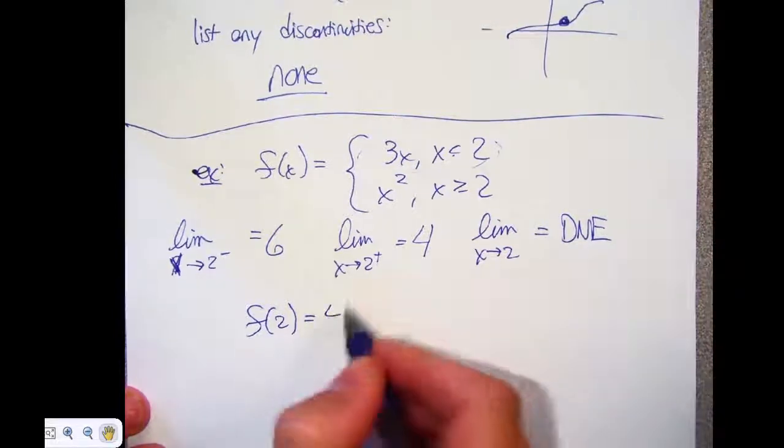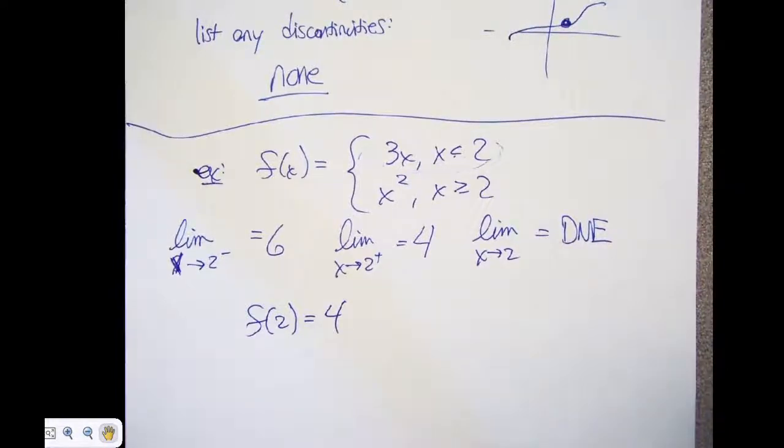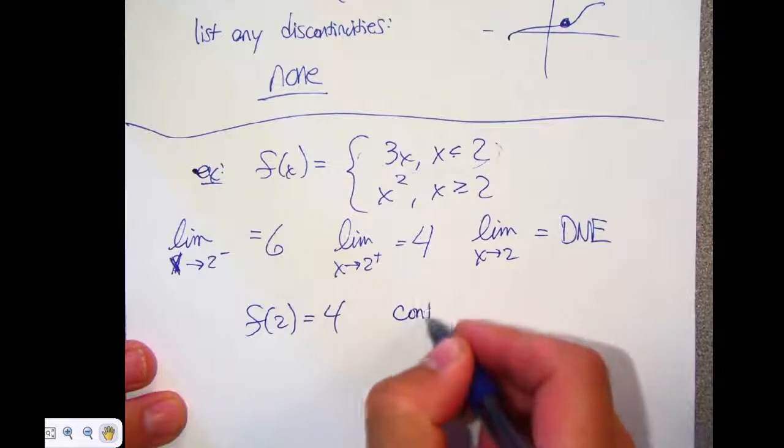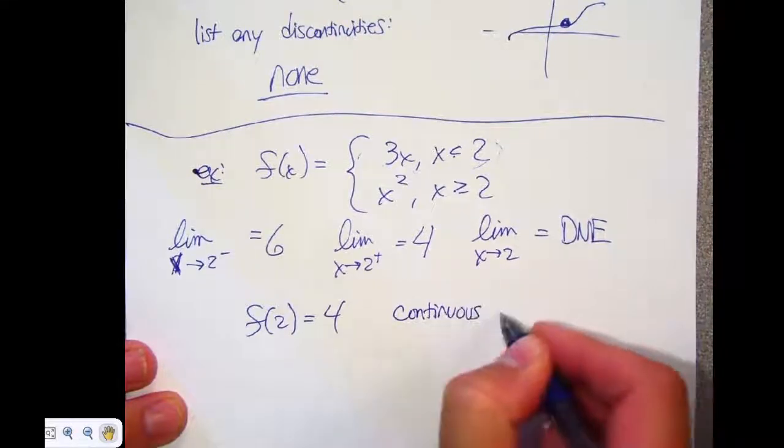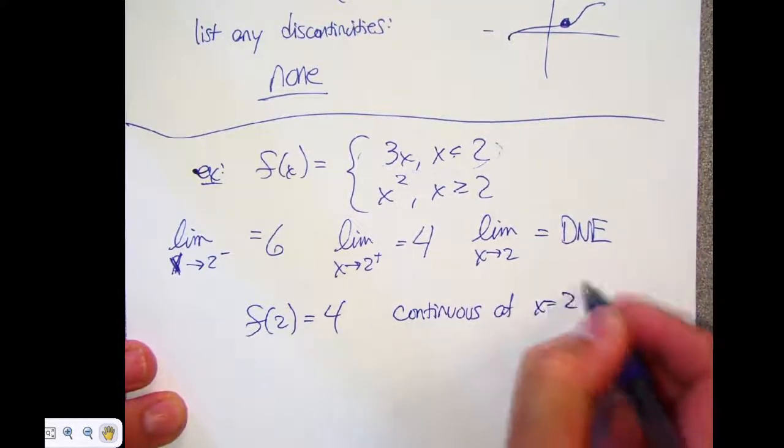Now, remember, to be continuous, there are 3 things that have to happen. The limit has to exist, which right away we're done, right? There has to be a bridge, and then the limit has to be where the bridge is. So is this continuous at x equals 2? No.